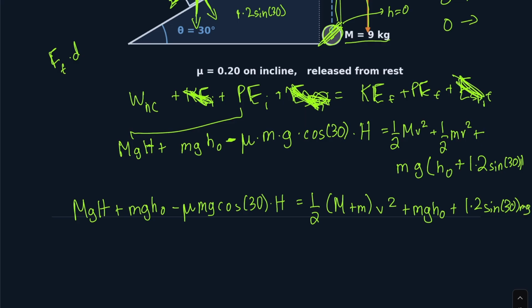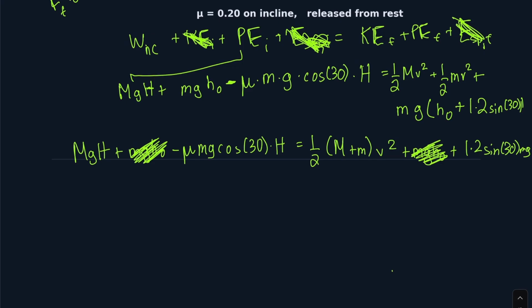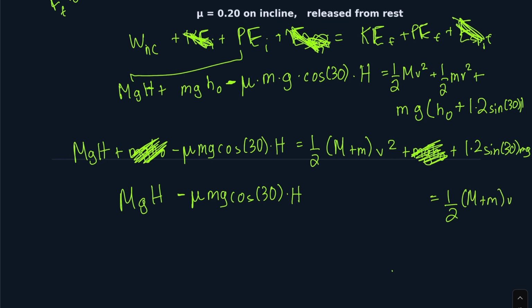You can see here how there's mgh0 here and mgh0 here, right? So we can cancel those out, because if you subtract, it's going to cancel out accordingly. So big M g big H minus mu mg cosine 30 times height is equal to 1/2 big M plus m v squared. Now I can subtract this 1.2 sine 30 mg from here, because I want to isolate for the velocity.